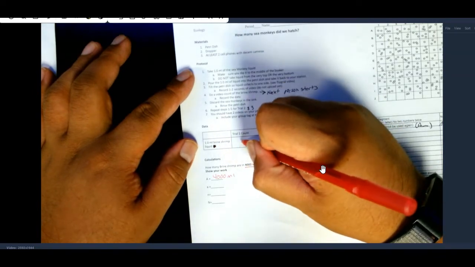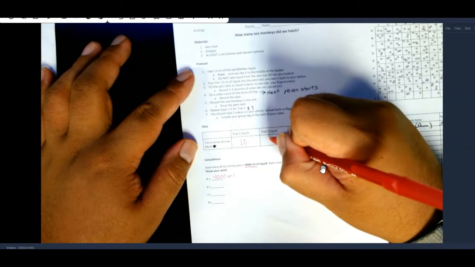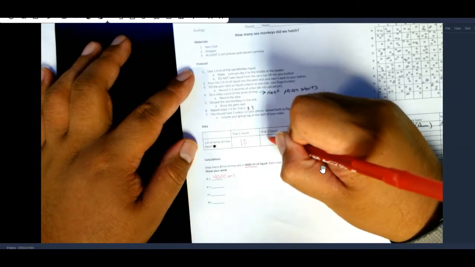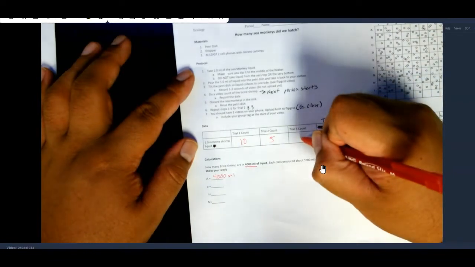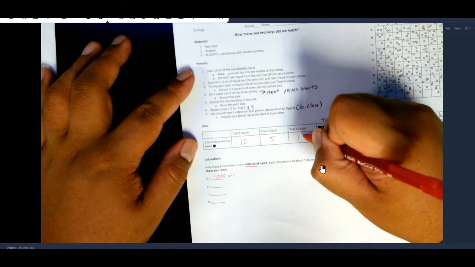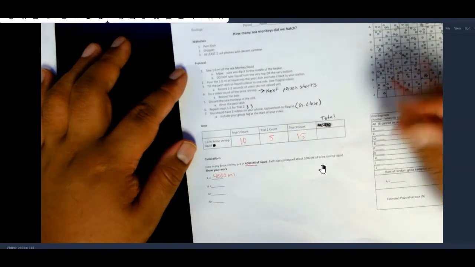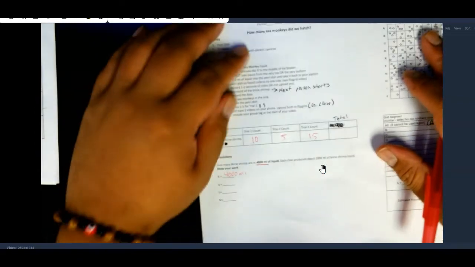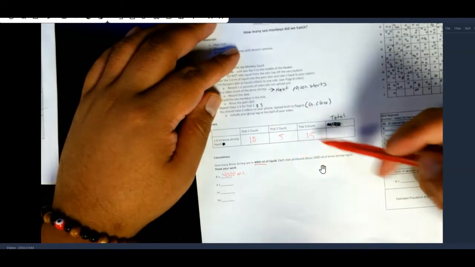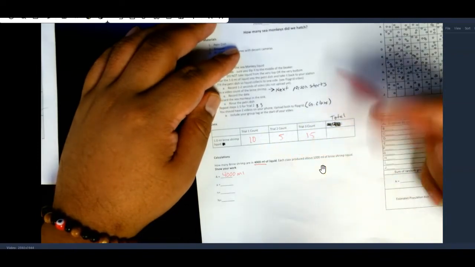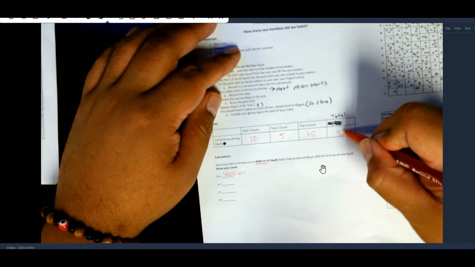So I'm going to say this was 10. Again, it depends on what you counted. Let's just say the other person counted 5 and this person counted 15, like that. Okay, so what's our total count? So 15 plus another 15, we counted 30 sea monkeys.